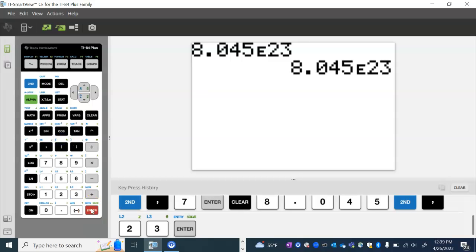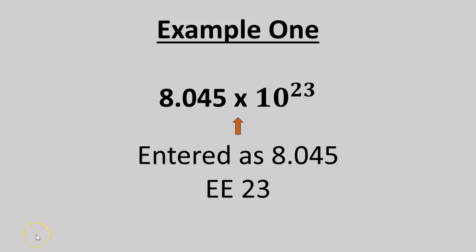So 8.045 E23, which actually reads 8.045 times 10 to the 23rd. Remember, when we are writing our answer, again, I know I keep reiterating, but if you write it incorrectly, it's going to be an incorrect answer. And these are very controllable. So you want to make sure that you are entering the 8.045 EE 23, right? But you do not use an exponent when you're entering it in, all right?